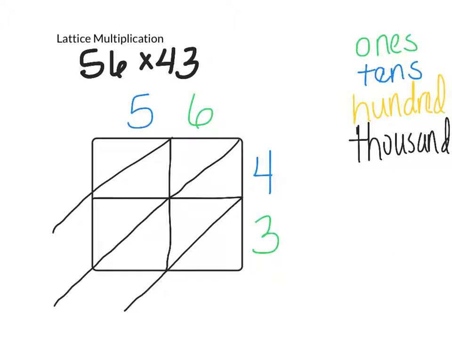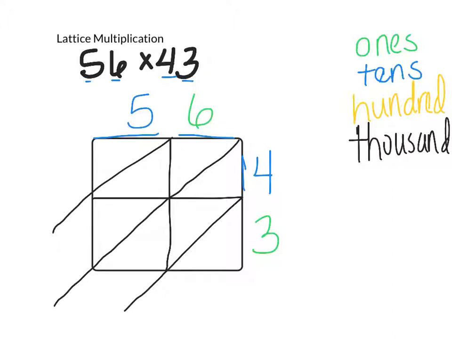Another lattice multiplication problem here is 56 times 43. So you can see, because I have a 2-digit by a 2-digit, my array is 2 by 2 with all my numbers in the right places. And again, I'm going to color code this so you can see where all the place values are.